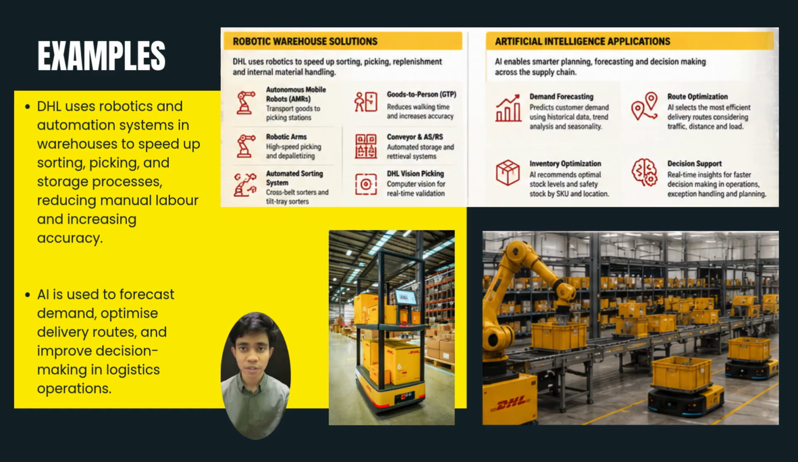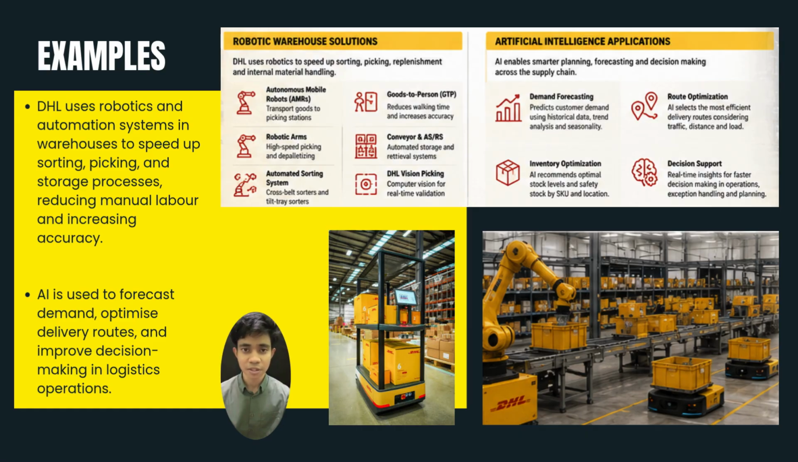Now, let's look at how DHL uses technology inside the warehouse. One of the biggest innovations is warehouse robotics. Autonomous mobile robots, or AMRs, work together with warehouse operators to speed up picking, sorting, replenishment, and internal material handling. Instead of workers walking several kilometers around the warehouse every shift, robots transport inventory directly to the picking station.